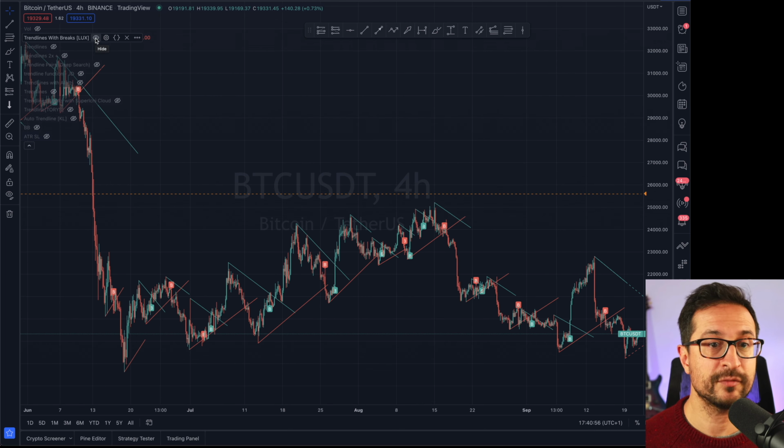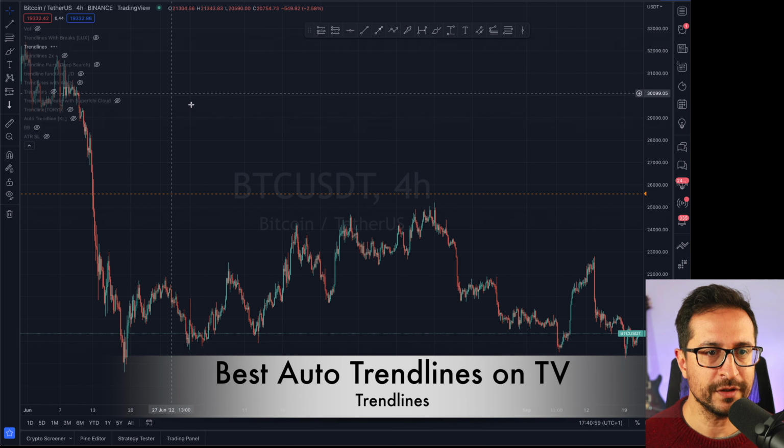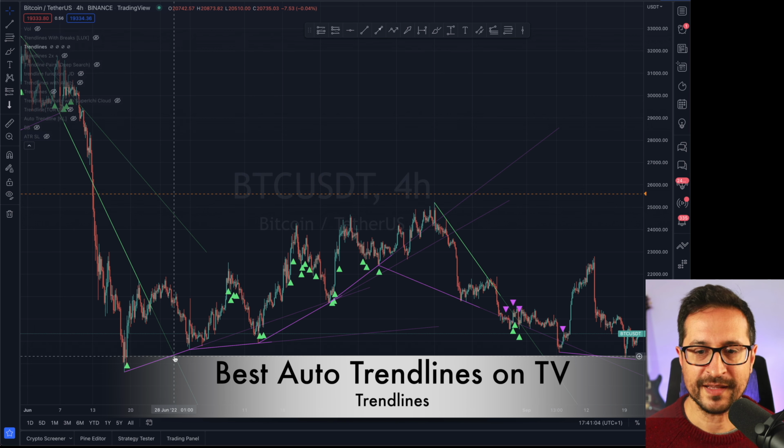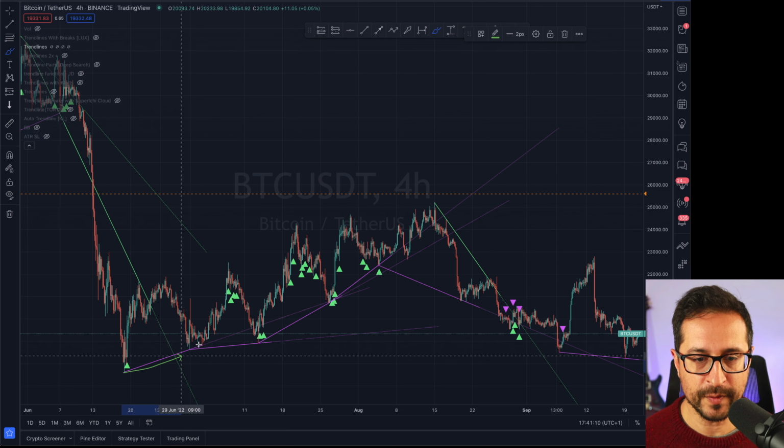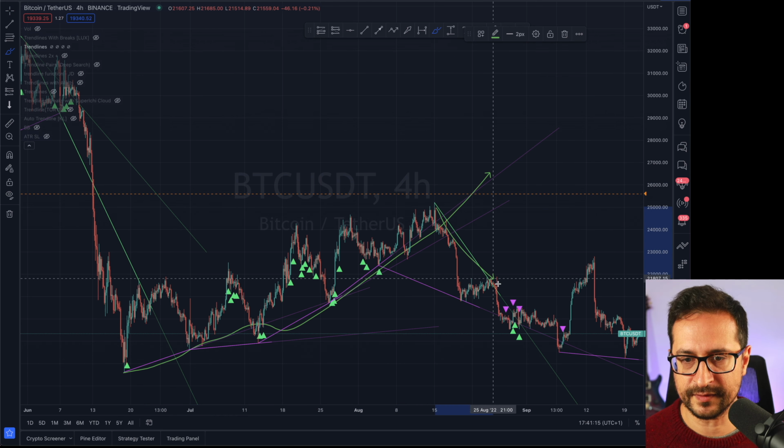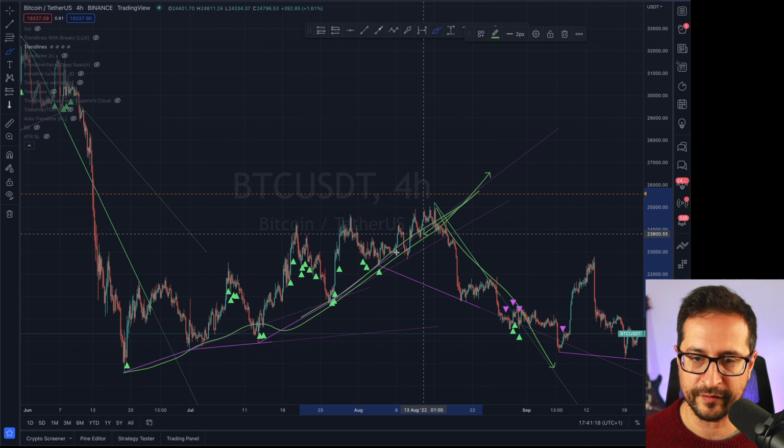So that was Trendlines with Breaks from Lux. The next one is called just Trendlines. As you can see, this has a completely different style from the previous indicator. It's mostly drawing support trend lines. There is a resistance one here once the trend is broken from here.